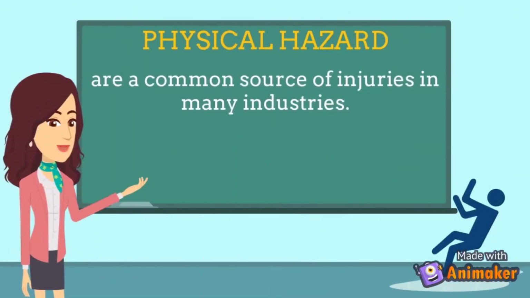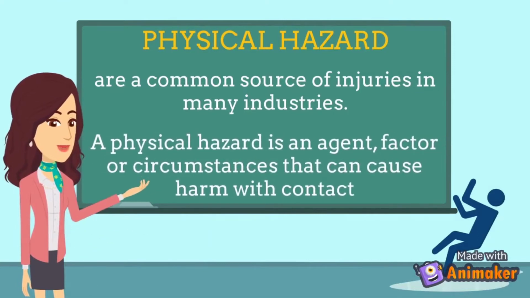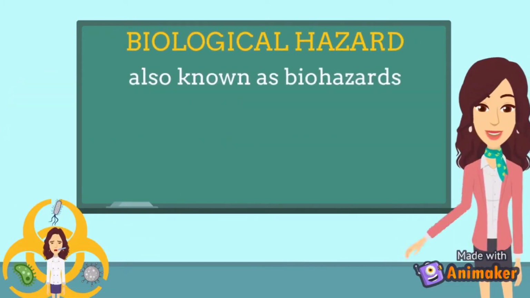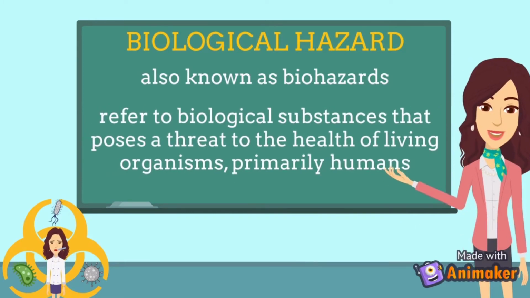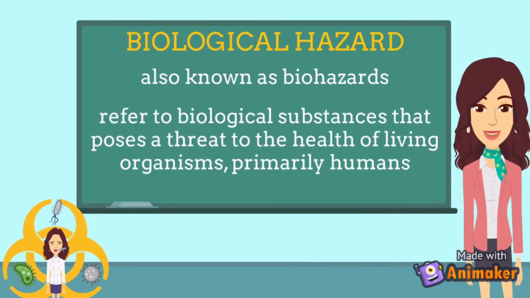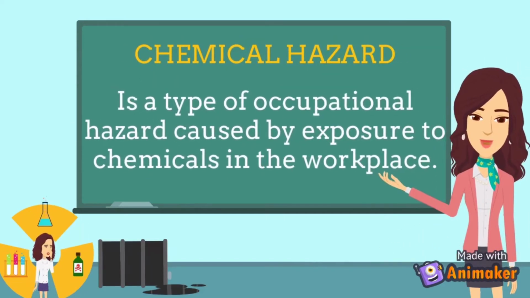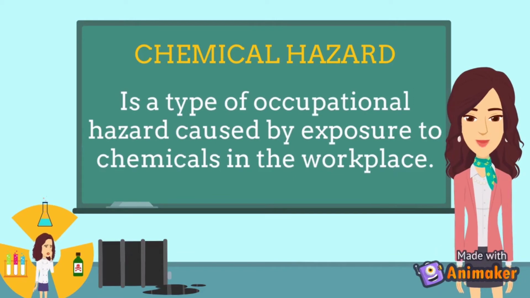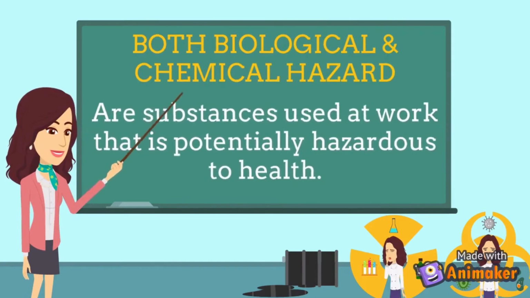Physical hazards are a common source of injuries in many industries. A physical hazard is an agent, factor, or circumstance that can cause harm when in contact. Biological hazards, also known as biohazards, refer to biological substances that pose a threat to the health of living organisms, primarily humans. Chemical hazard is a type of occupational hazard caused by exposure to chemicals in the workplace. Both biological and chemical hazards are substances used at work that are potentially hazardous to health.